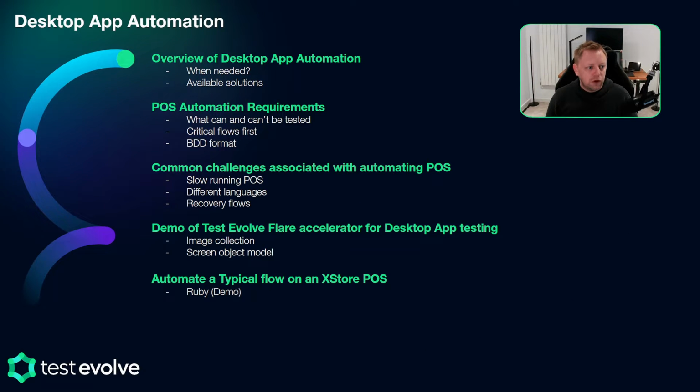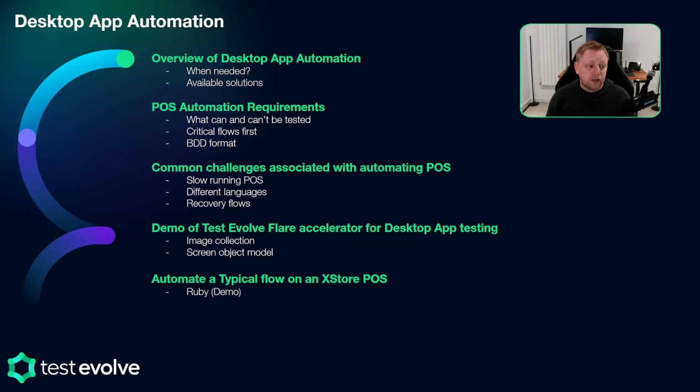First of all, I'll do an overview of desktop app automation. So when it's needed, what available solutions are out in the market at the moment. We'll also obviously be looking at the Test Evolve solution. We'll be looking at requirements, so how to create BDD requirements that work for desktop app regression, specifically POS system regression, looking at critical flows that should be covered, and what can and can't be tested as part of this.